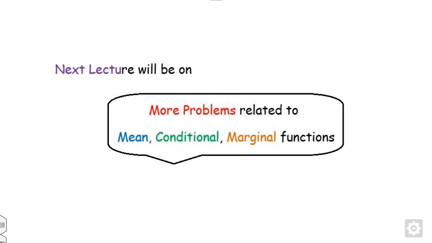We will see more examples related to this joint density function, how you can find the mean and variance, in our next class.